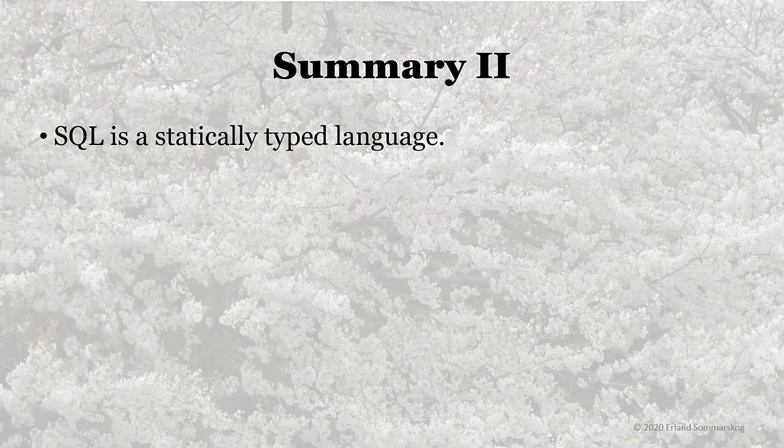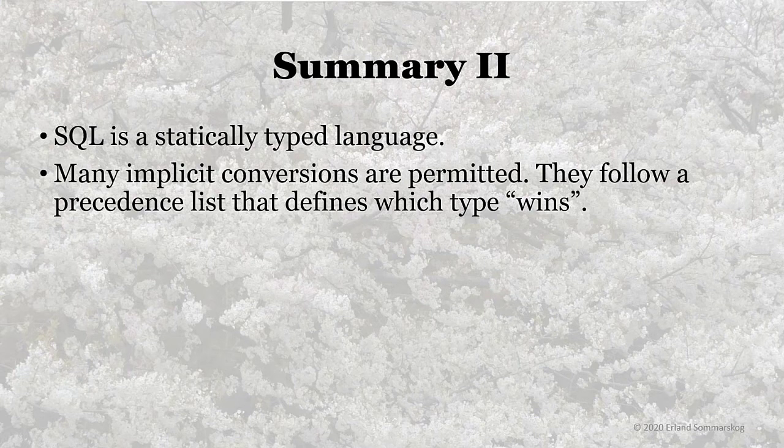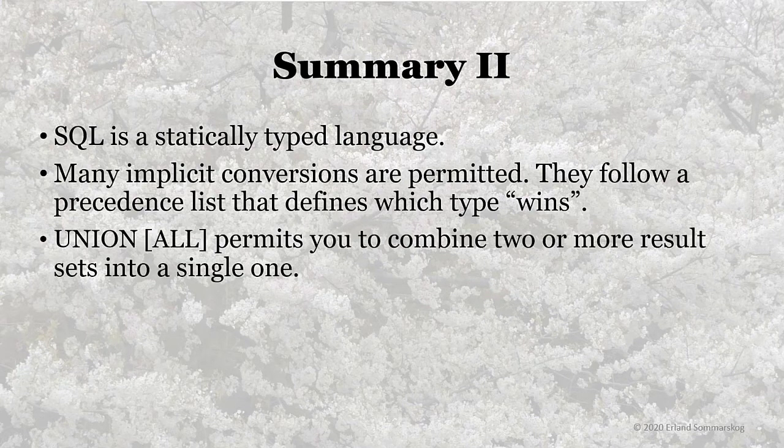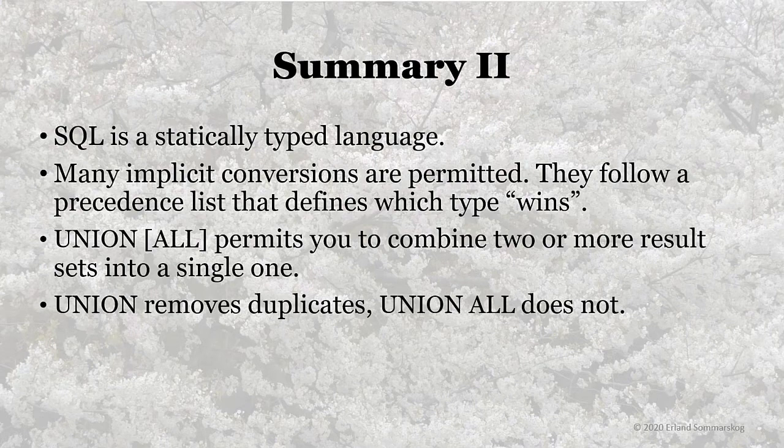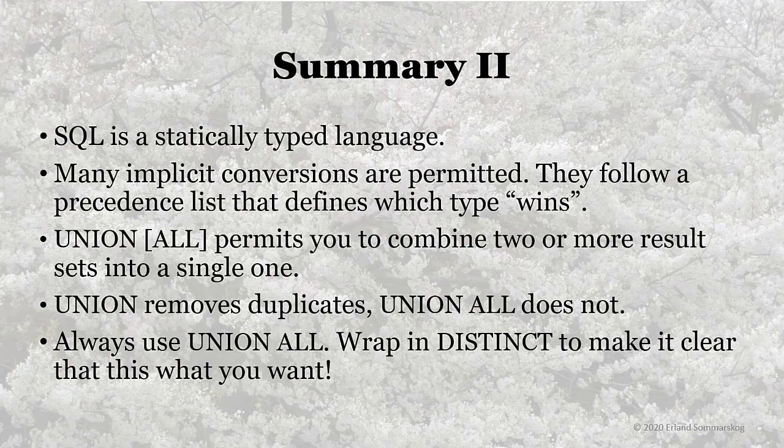SQL is a statically typed language. Many implicit conversions are permitted. They follow a precedence list that defines which type wins. UNION ALL permits you to combine two or more results into a single one, and UNION removes duplicates. UNION ALL does not. And I recommend you to always use UNION ALL wrapped in DISTINCT to make it clear that this is what you want.